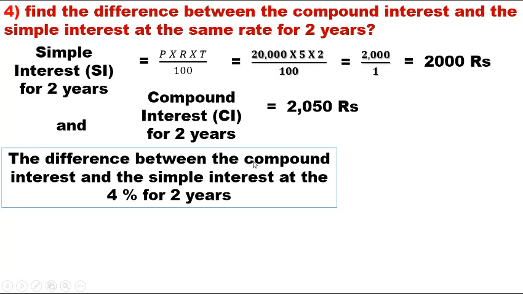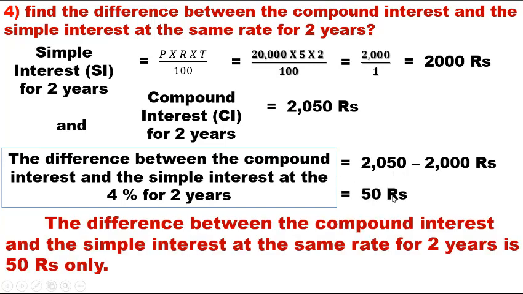Therefore, the difference between the compound interest and the simple interest at 5% for 2 years is equal to 2050 minus 2000, which is equal to 50 rupees. The difference between the compound interest and the simple interest at the same rate for the 2 years is 50 rupees only.